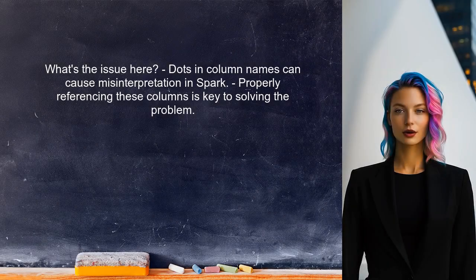So what's the issue here? When you have dots in your column names, Spark can misinterpret them, leading to errors in your transformations. Understanding how to properly reference these columns is key to solving this problem.